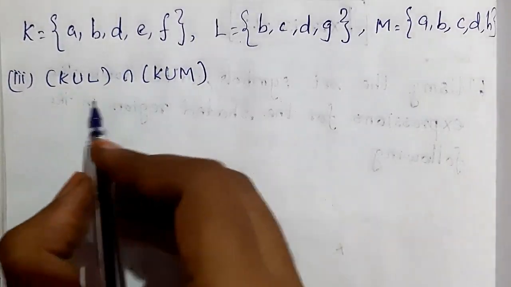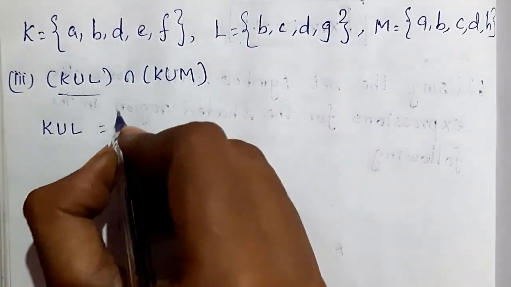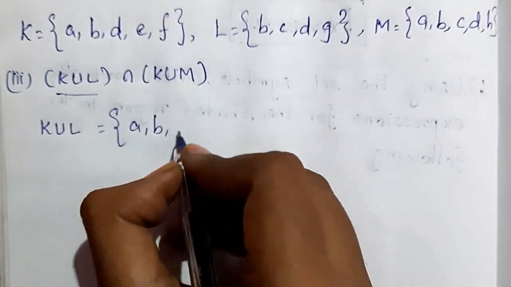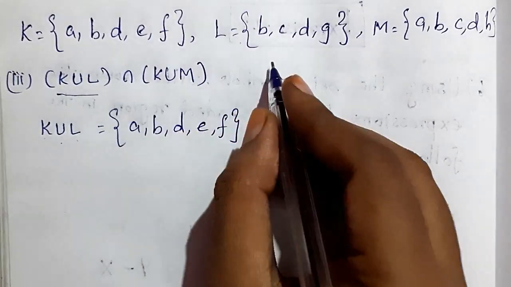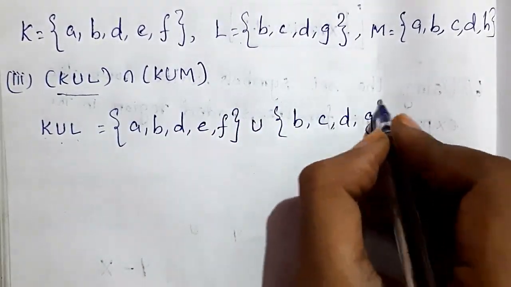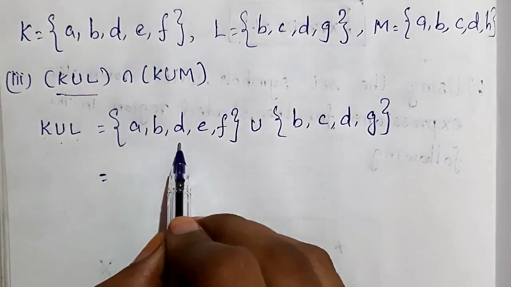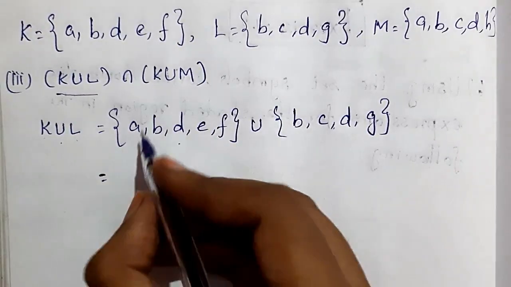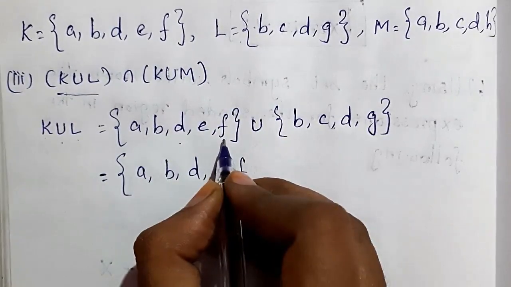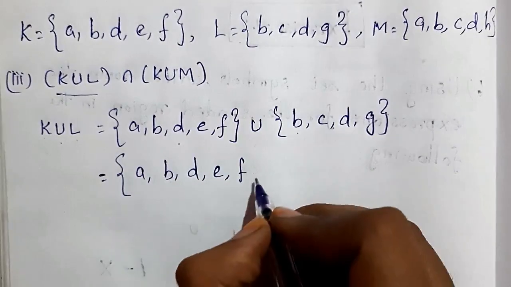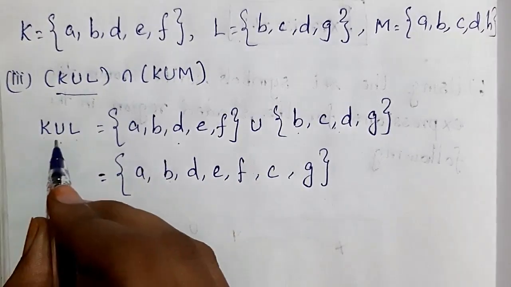Third part. First we do this part: K union L. Write the K elements first: a, b, d, e, f. Then union, then write the L elements: b, c, d, g. Union means the collection of sets K and L. You have to write all the elements from both sets. So a, b, d, e, f, first we write all the elements from the first set. Next we consider the next set: b already written, c, d already written, then g. So this is K union L.